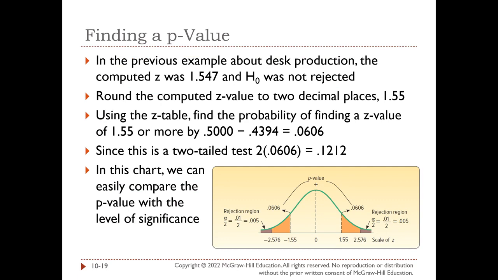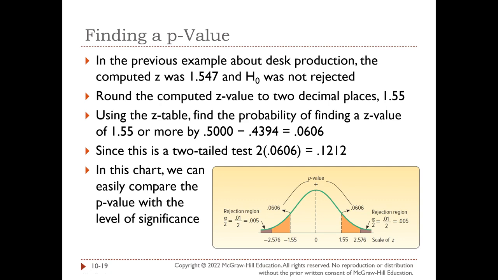Equals 0.0606. Okay? Since this is a two-tailed test, we're going to take two times that 0.0606 to equal 0.1212. In this chart, we can easily compare the p-value with the level of significance. So there's our 0.0606 on each side.